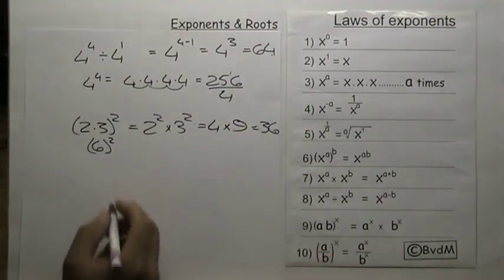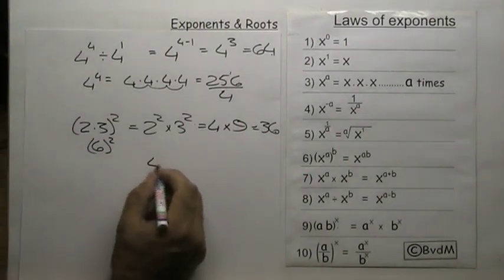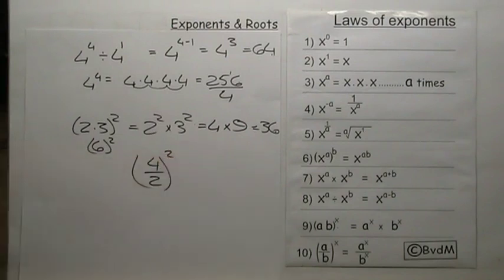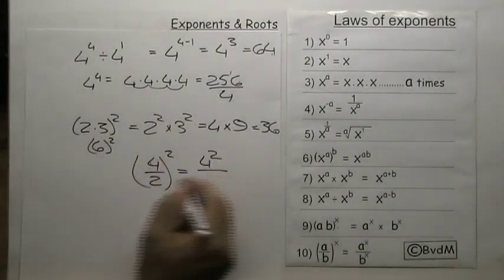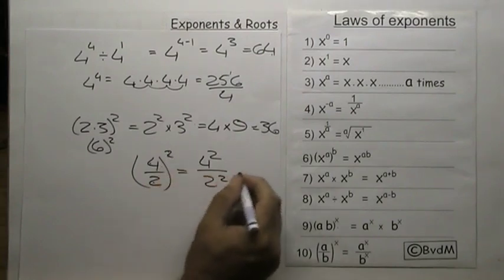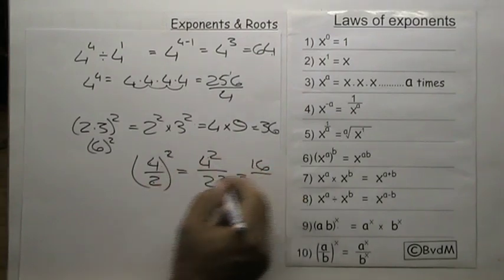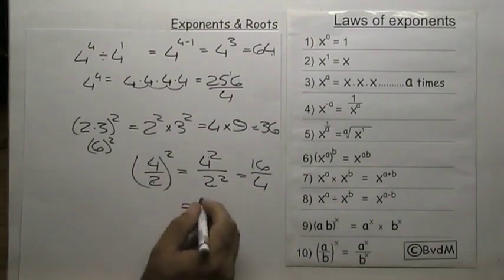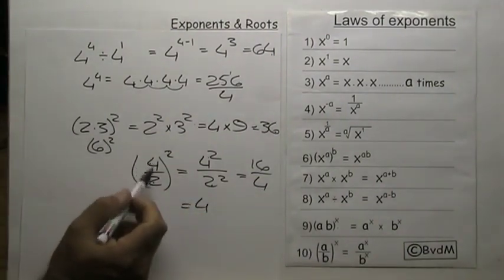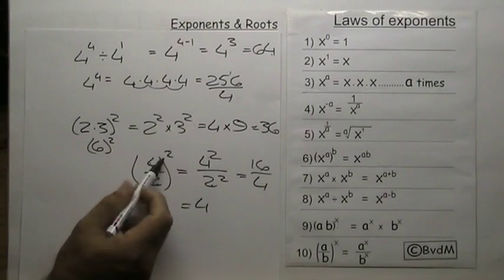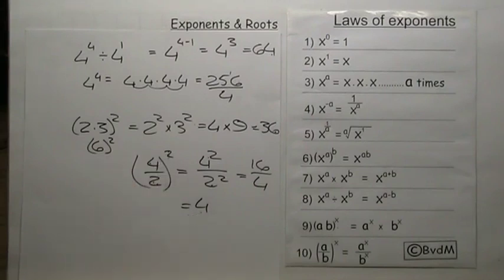Last one. Let's go to 4 over 2. I'm going to use a simple one to explain this, and we make that squared. This becomes 4 squared over 2 squared. 4 squared is 16 divided by 2 squared, which is 4, and 16 divided by 4 is 4. Let's see if it's true. What is 4 divided by 2? It's 2. What is 2 squared? It's 4. So we see that law also works.